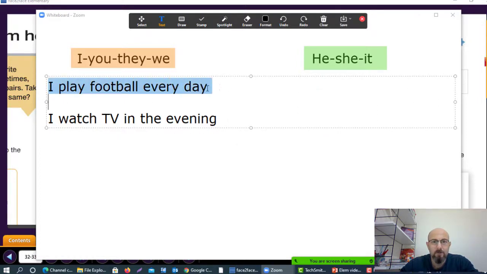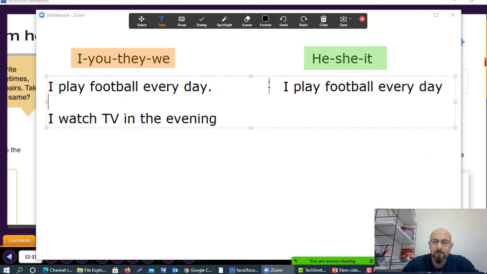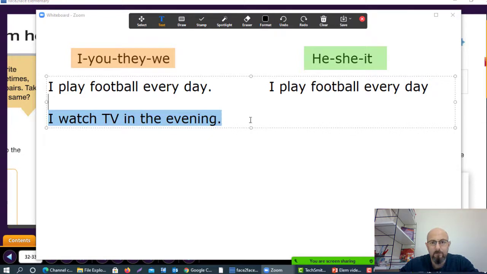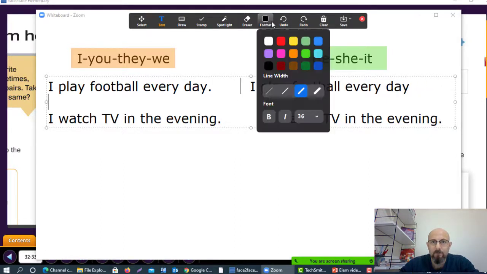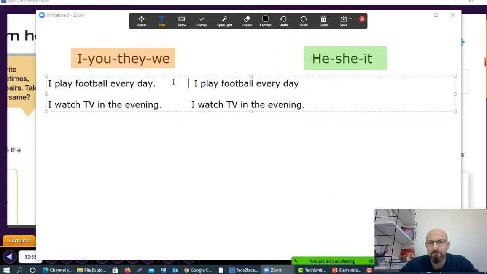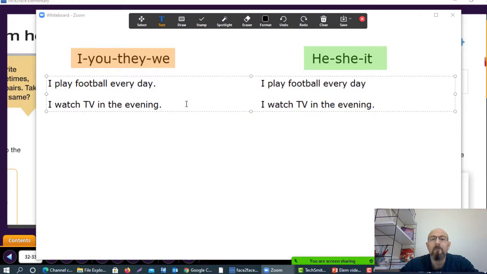And here we'll say the same sentence for he, she, it. Again here the same sentence. Okay, so here we say I play football every day, and here we'll change the shape. For example, she plays football, she watches. So what's the difference? After he, she, it, we add s to the verb. After she, here we add es. Okay, so this is the difference.